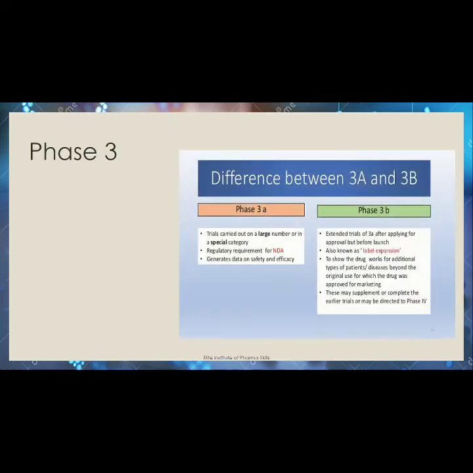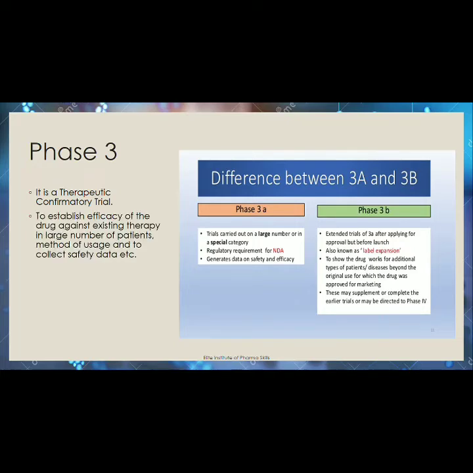Phase 3. It is also known as the therapeutic confirmatory trial. The objective behind phase 3 is to collect safety data and to assess the overall and relative therapeutic value of the new drug: efficacy, safety and special properties. It is carried out in a large number of patients. Phase 3 is also divided into two phases, phase 3A and phase 3B. Let's differentiate between phase 3A and phase 3B.